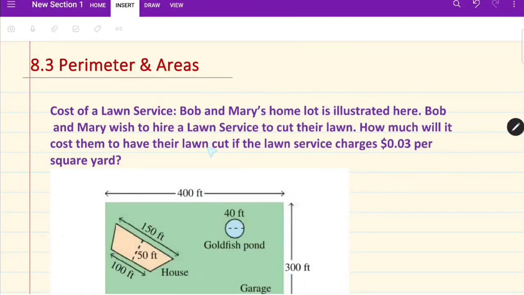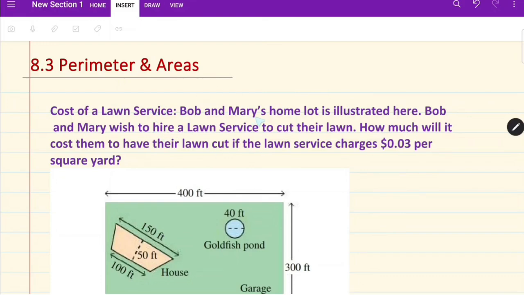Hello everyone. In this video, we are going to work through an application problem which involves finding areas of different figures. So this is a word problem. Let's read through it first and try to understand what they want us to find. It's about the cost of a lawn service.